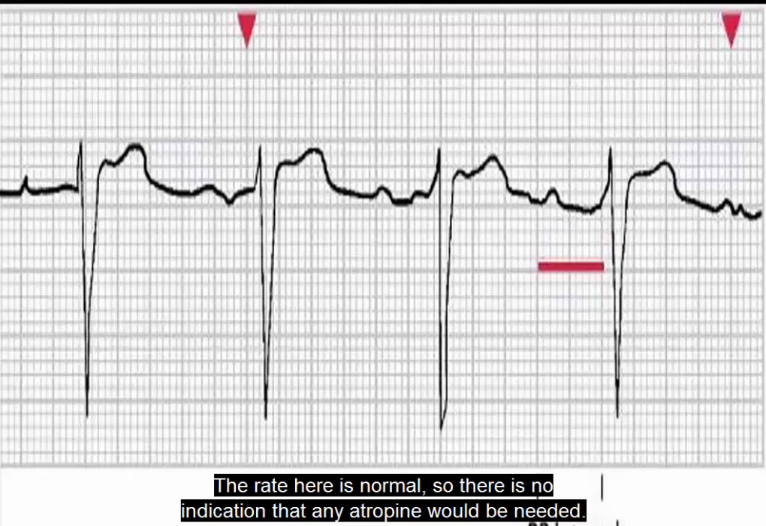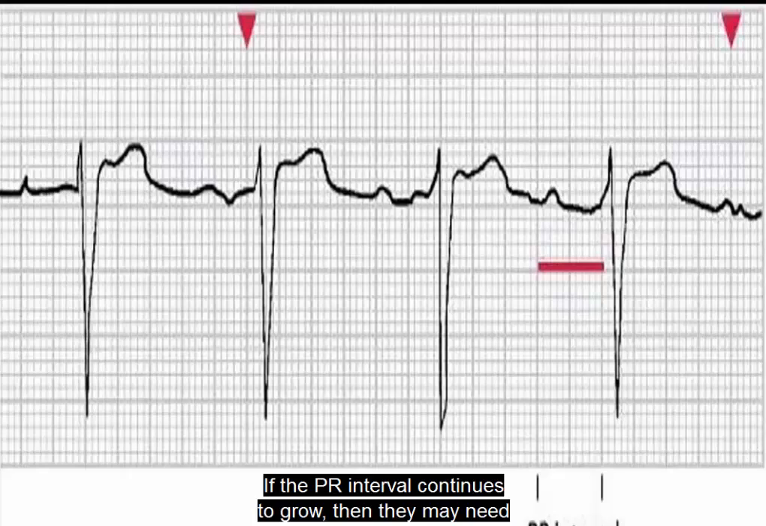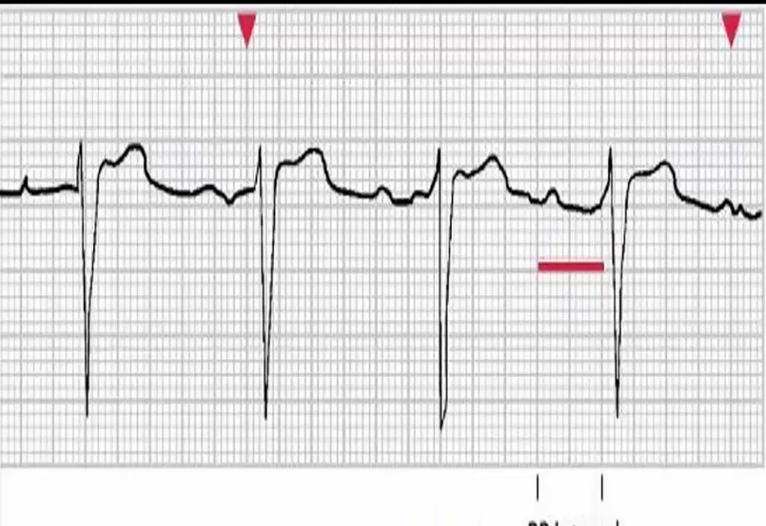The rate here is normal, so there's no indication that any atropine would be needed. If the PR interval continues to grow, then they may need to hold a scheduled beta blocker like metoprolol.